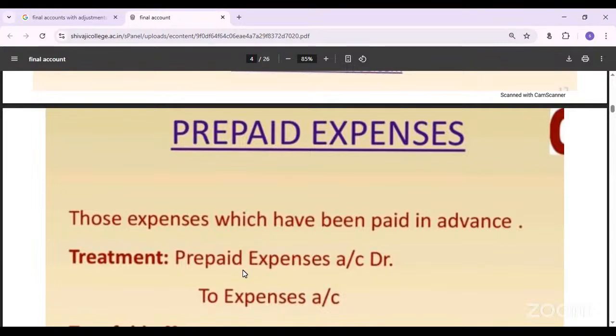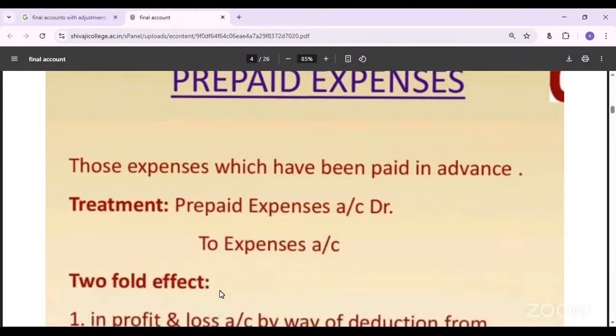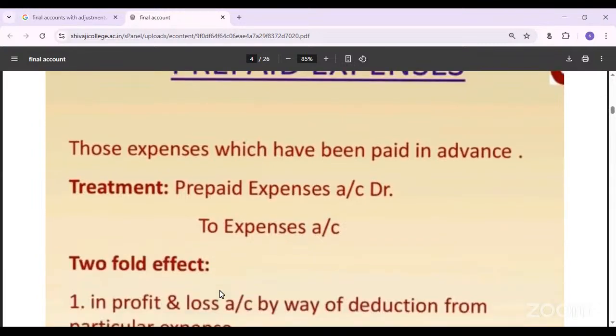In your question, you may get rent paid in advance or prepaid rent. Both have the same meaning. Now, the journal entry for prepaid expenses is prepaid expenses account debit to expenses account. If it is prepaid rent, then you have to write prepaid rent account debit to rent account. So, ఏ దానికి prepaid pay చేసామో ఆ account కి మనం ట్రాన్స్ఫర్ చేయాల్సి ఉంటుంది. So, that is prepaid expenses account debit to expenses account.